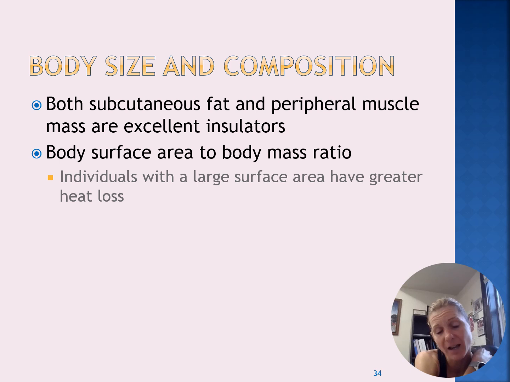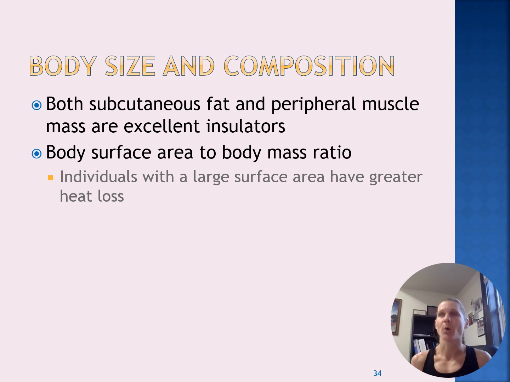So we think about body size and body composition. Again, subcutaneous fat and peripheral muscle mass are both excellent insulators. Those are two opposite things, but both will allow us to maintain our core temp. The other thing that's interesting when we think about body size is this concept of body surface area to body mass ratio. Essentially, individuals with a large surface area have greater heat loss.